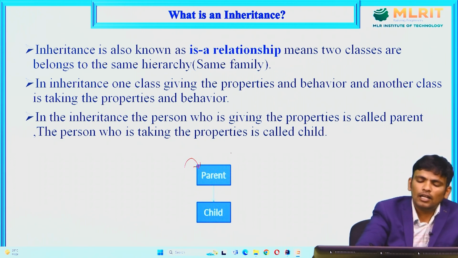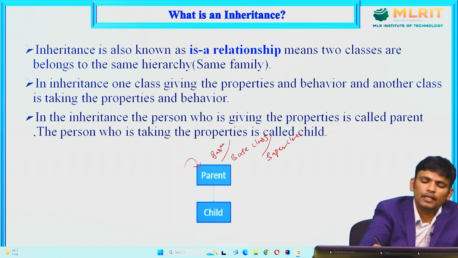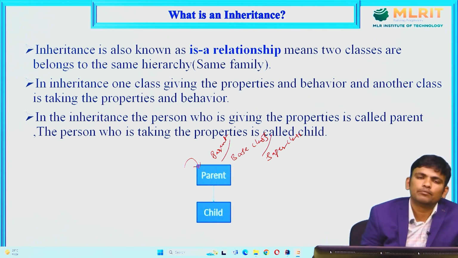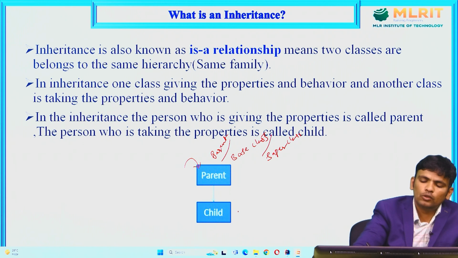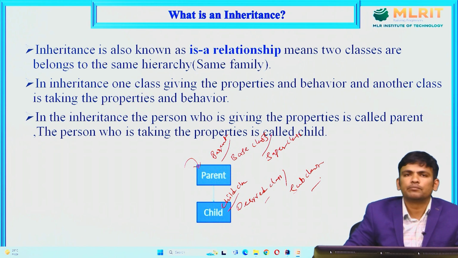The parent class is sometimes also called the base class, and sometimes also called the super class. Parent class, base class, and super class are all the same. And the child class is sometimes also called the derived class and also called a subclass. So child class, derived class, and subclass are all the same. These are the terminologies in inheritance.